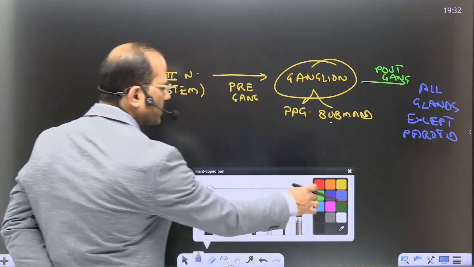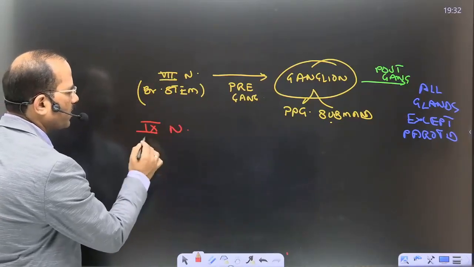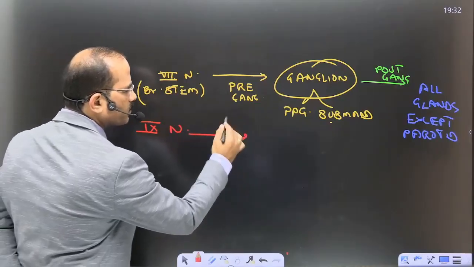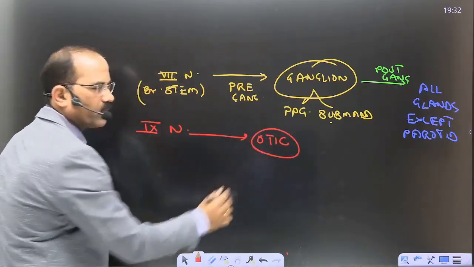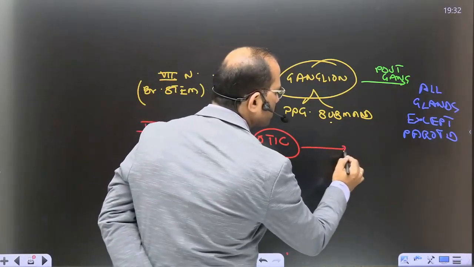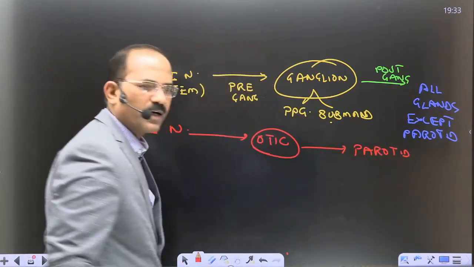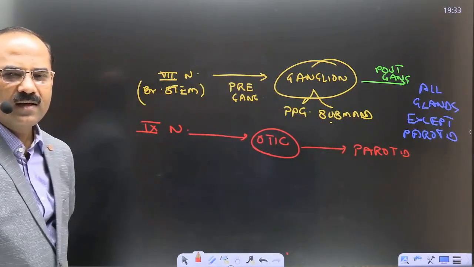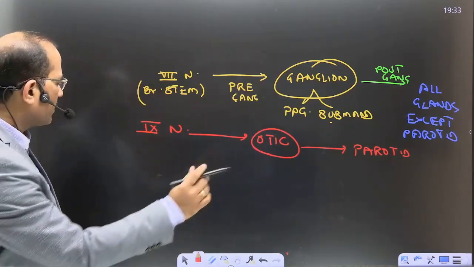Now, coming to the next nerve, ninth nerve. Ninth nerve begins where? Brainstem. What are these fibers? Preganglionic. What is the ganglion of ninth nerve? Otic ganglion. The ninth nerve will relay in the otic ganglion. The postganglionic fibers would supply what? Parotid gland. Are you following this? So in other words, what is the cranial outflow going to supply? The glands.